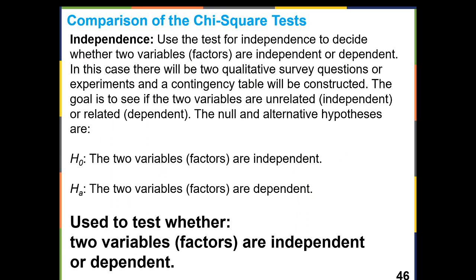And the next one we did was the test of independence. The null hypothesis in this case says that the two variables are independent, and the alternative says they're not. So it's used to test whether two variables or factors are independent or dependent. And we did that, and remember we did a contingency table, right? And we used the calculator here. And that was the chi-square test, right? That would find the expected values for the cells, and then find the p-value for us.